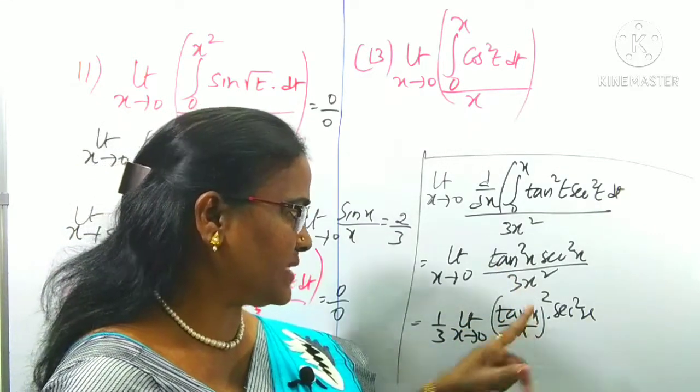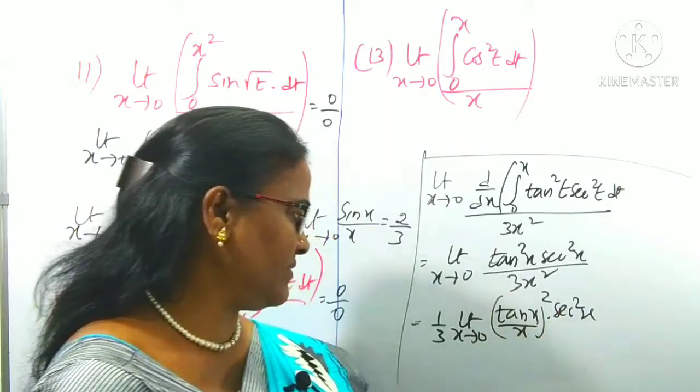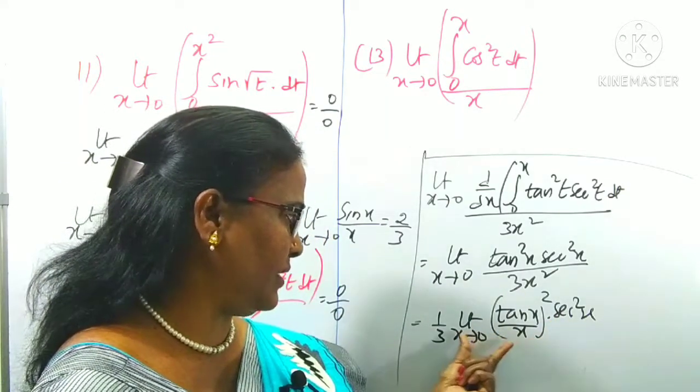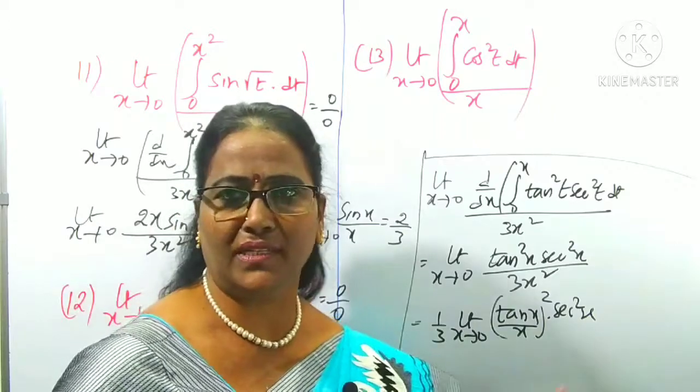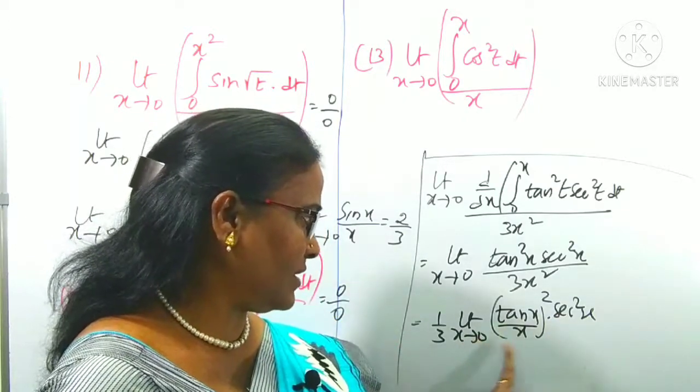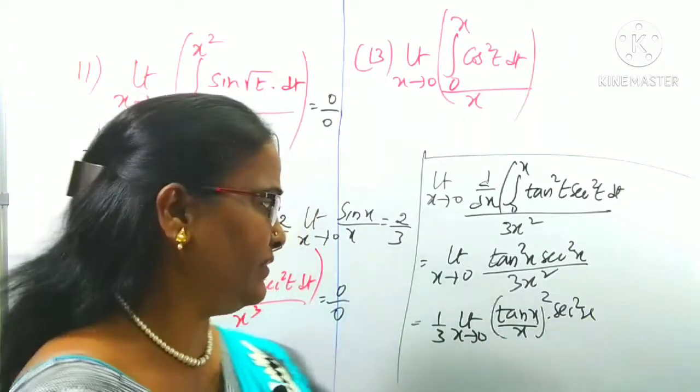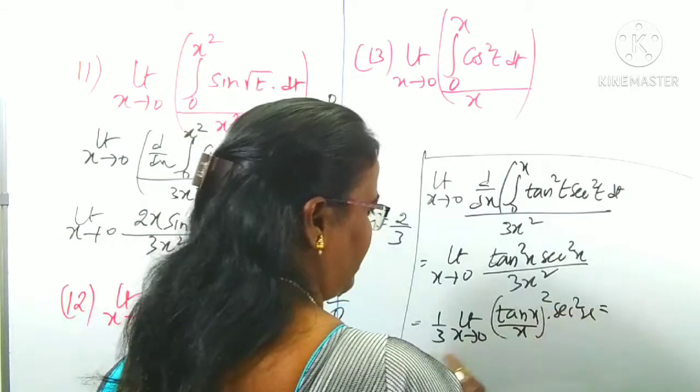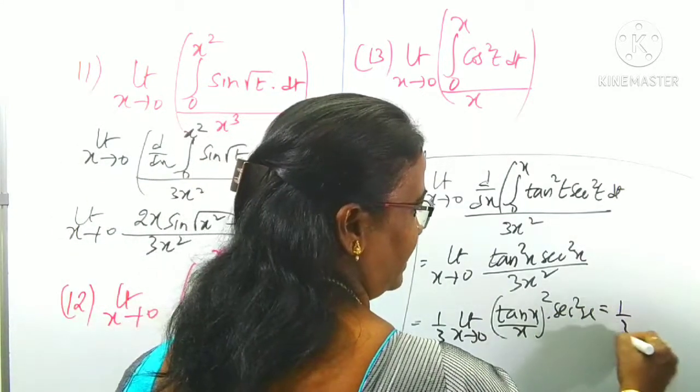We can write (tan x by x) whole square, and the secant square x is as it is. What is the limit of this value? Tan x by x is 1, 1 square is 1. Now x is equal to 0, sec 0 is also 1. Therefore, what is the final answer? 1 by 3 into 1 is 1 by 3.